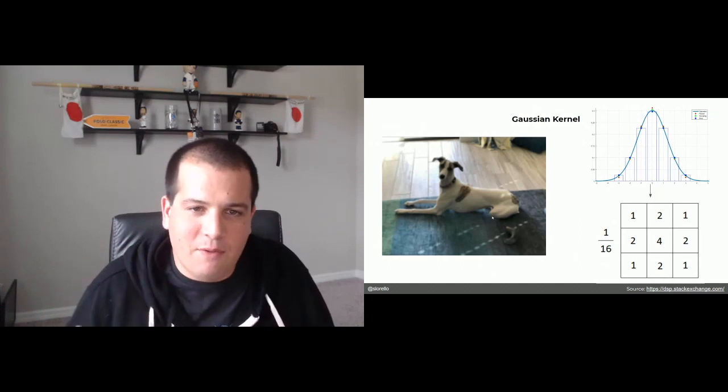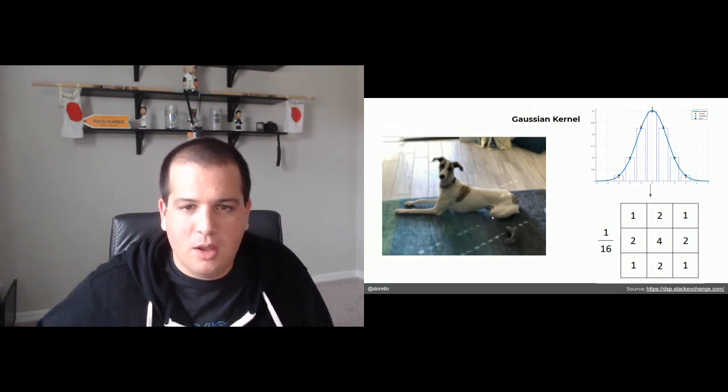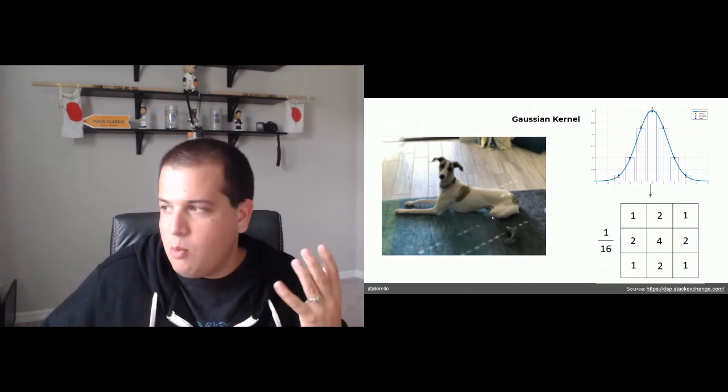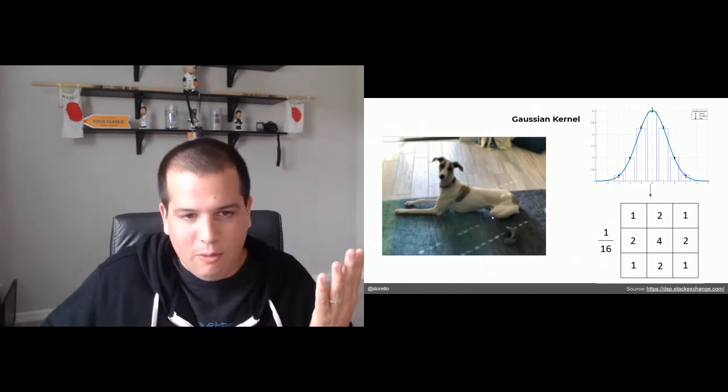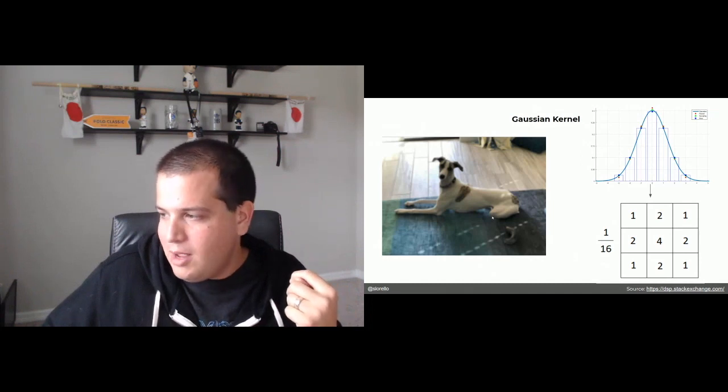Gaussian might sound familiar to you if you've ever taken statistics. It's just another way of saying a normal distribution or bell-shaped curve. So we start from some center mean value here. And the further you get away from that center, the less weight that we're going to provide that pixel. So here we start at 4. If we're 1 away, we drop down to 2. If we're 2 away, we drop down to 1.